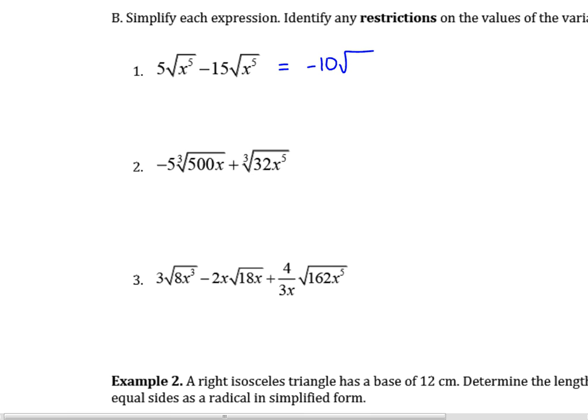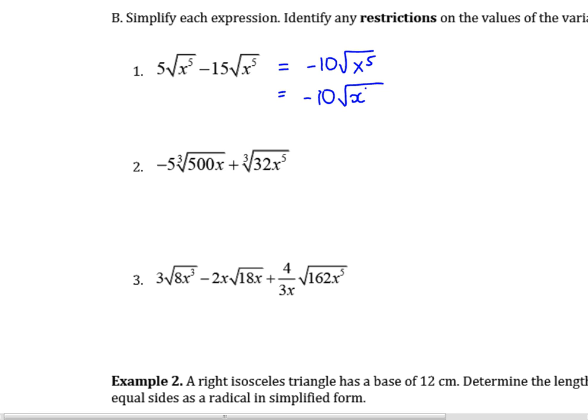Negative 10 root x to the 5. Can we simplify this further? Yes, we can simplify x to the 5th. If we can simplify after adding, or even before, we do that. So how can I break up x to the 5th?